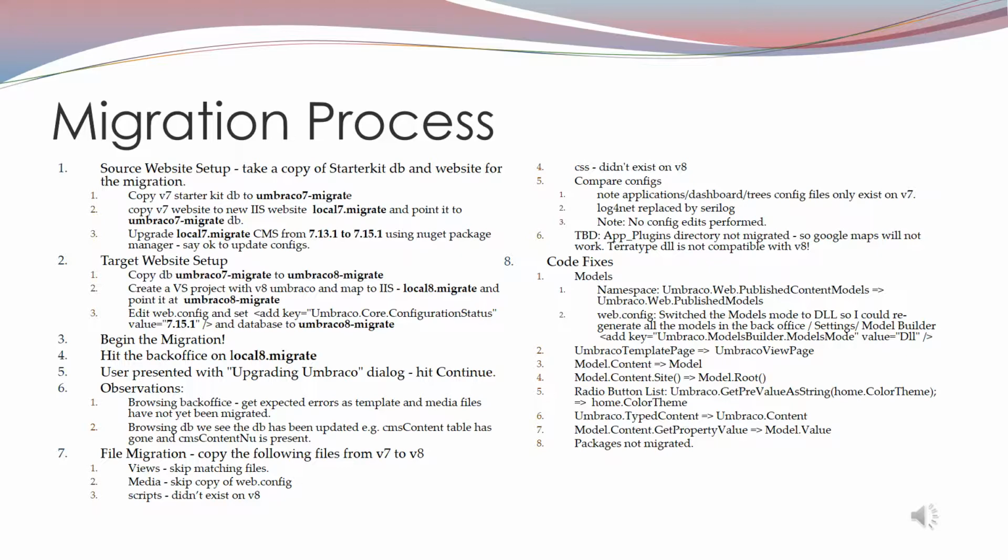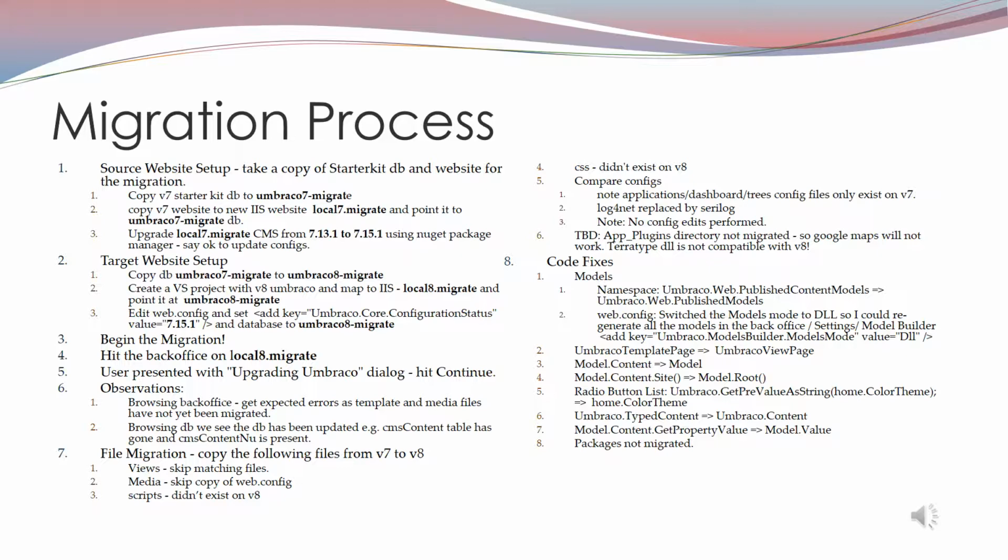Set up my target website, which is going to be a version 8 one. What you do initially is copy the Umbraco 7 Migrate database to a new one, which is going to be Umbraco 8 Migrate. So Umbraco 8 Migrate at this point contains the version 7 tables and database structure, which I was quite surprised at, but it does get upgraded later on.